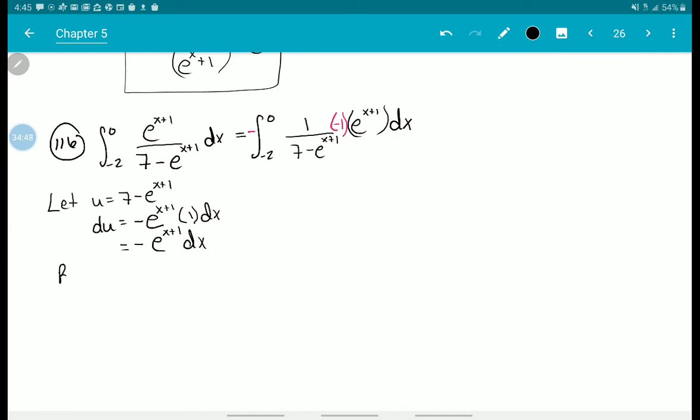So then when we do our rewrite, we have negative, all of this is du. That denominator is u. So it's 1 over u times du. We just have to figure out bounds.